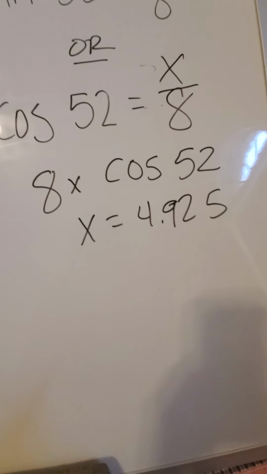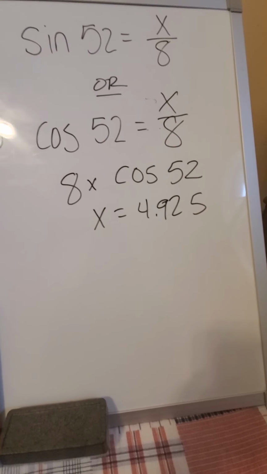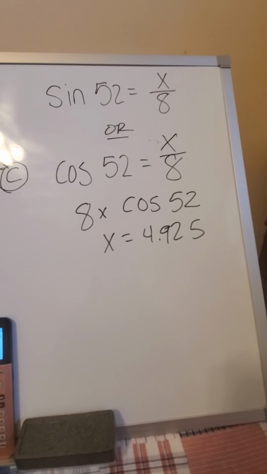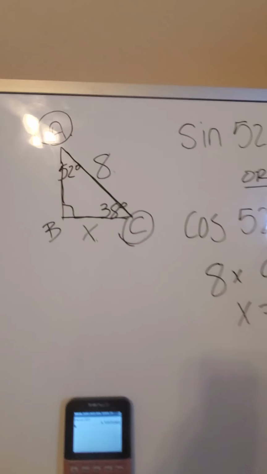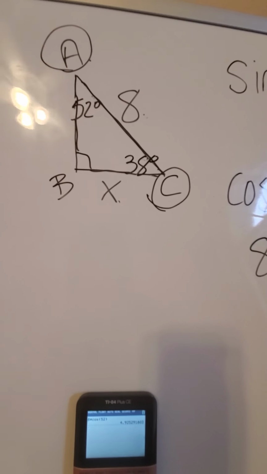4.925. And that's how you get your answer for sine and cosine if you're looking for a missing side length. I'll be posting a video next on a missing angle.